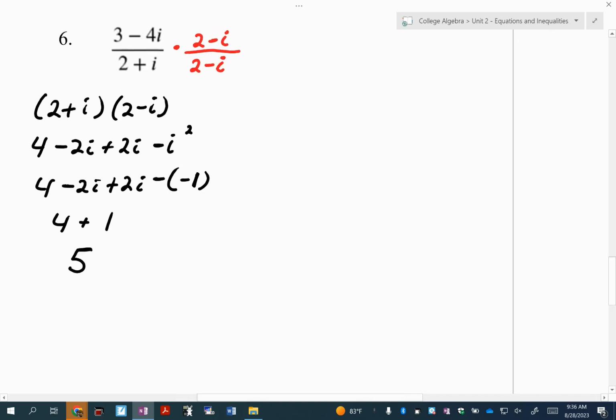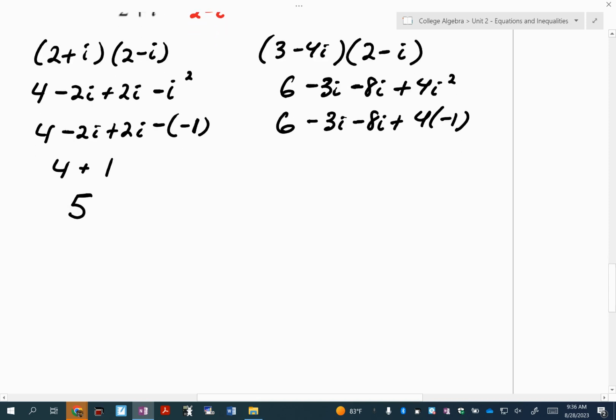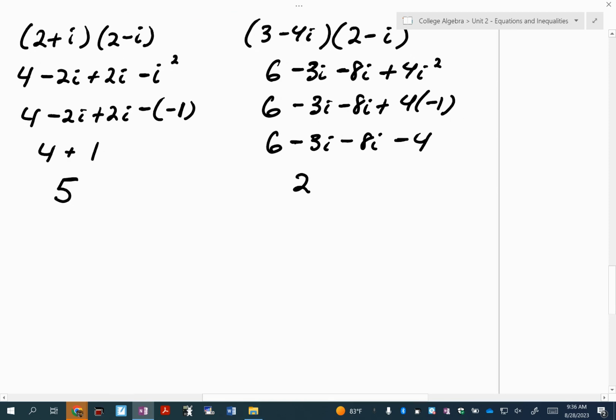Do the same thing for the numerator. 3 minus 4i times 2 minus i. So 3 times 2 is 6. 3 times negative i is negative 3i. Negative 4i times 2 is negative 8i. Negative 4i times negative i is plus 4i squared. Replace the i squared with a negative 1. So that's going to become minus 4. 6 minus 4 is 2. And negative 3i minus 8i is negative 11i.